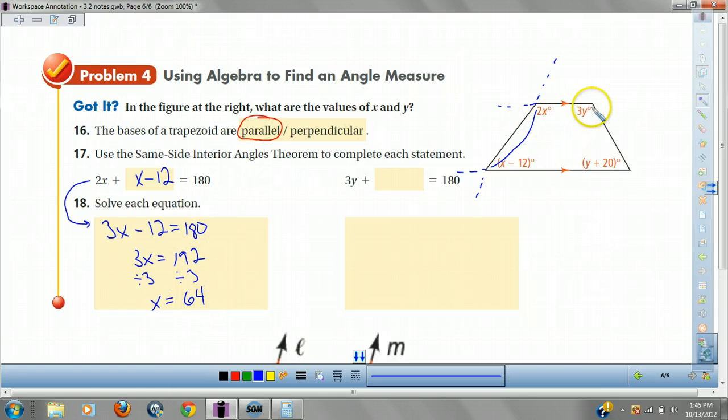Now this one we do the same thing. These 2 are going to add up to equal 180. So 3y plus 20 plus y equals 180, 4y plus 20 is 180. Subtract 20, subtract 20. 4y equals 160. Divide by 4 and you get y equals 40.